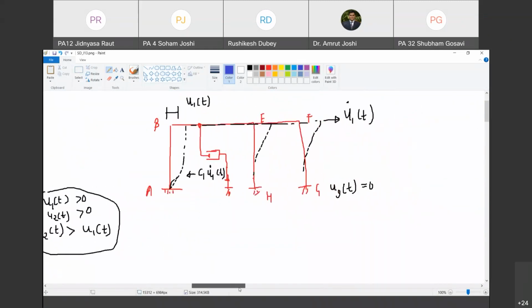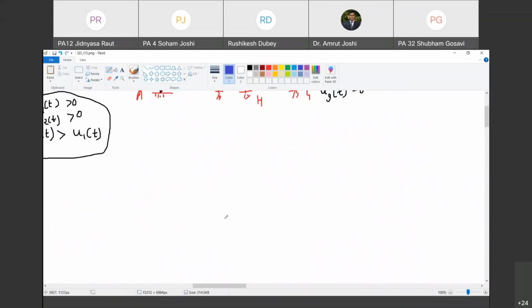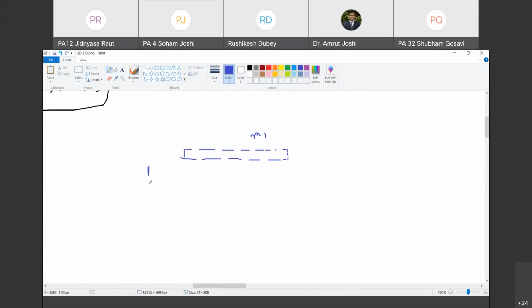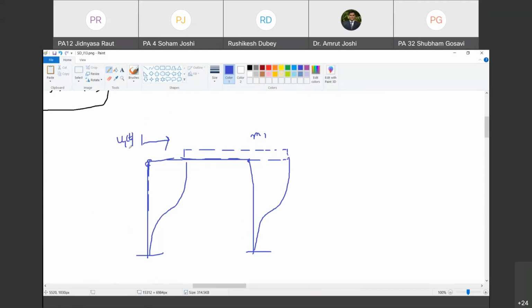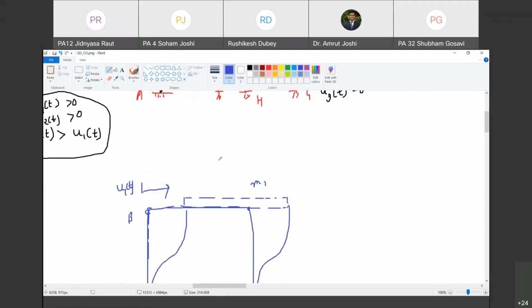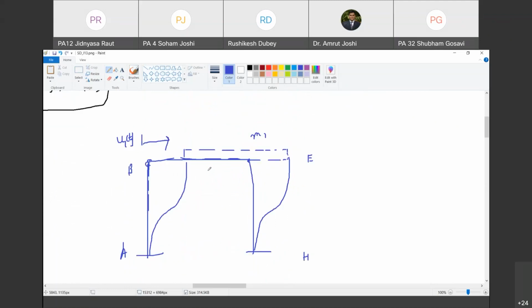Okay. Now let us try to find out what is the force exerted by this C2 on M1. Happy? Yes, sir. तो उसके लिए यहाँ पे एक डायग्राम बना रहा हूं मैं. This is M1 at time instant t. So initially it was at this location and now it has moved by amount u1 of t. Are you with me? Yes, sir. And let me call this column as EH. Are you with me? Yes, sir.